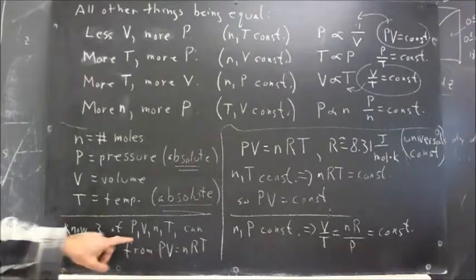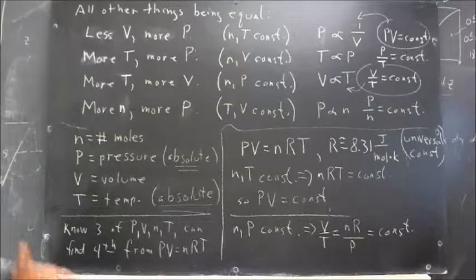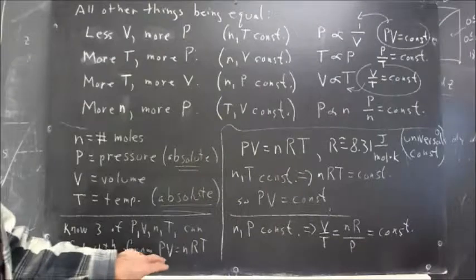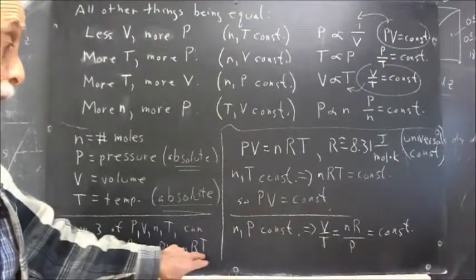So basically, if you know three of these four quantities, we can find the fourth, and that gives us a tool where we can compare two states of the gas, where we have two different values of pressure, volume, number of moles, and temperature.